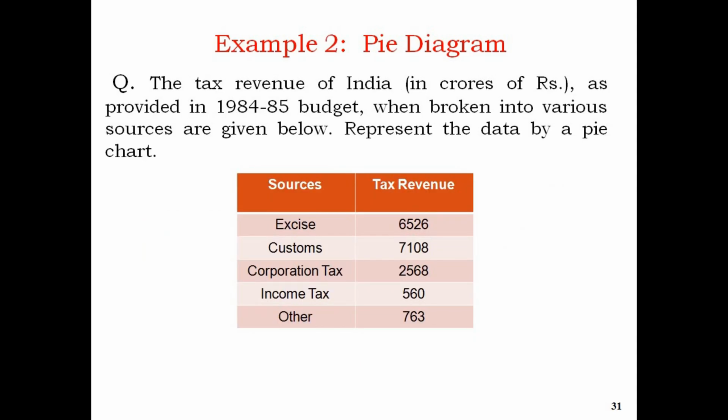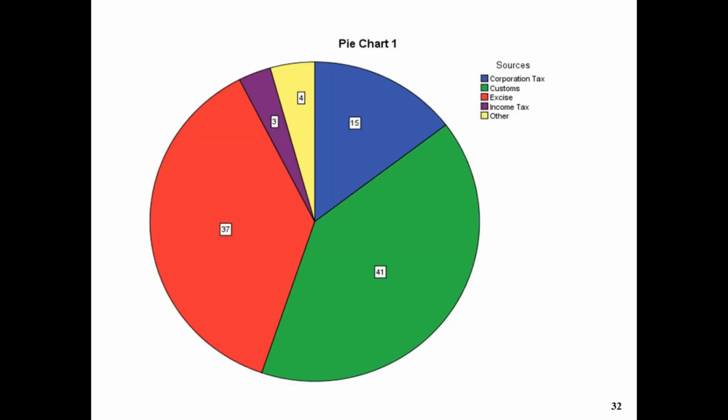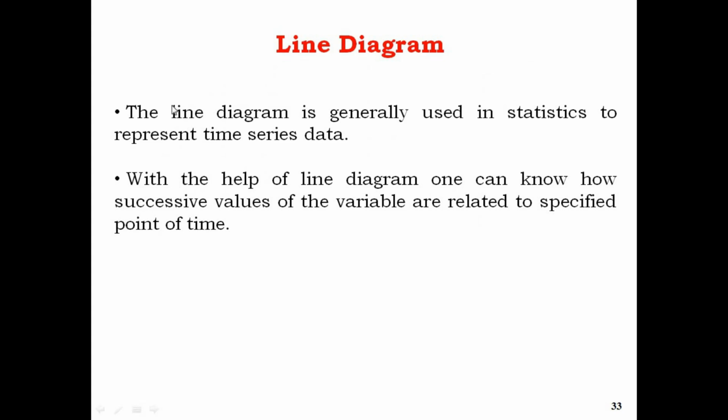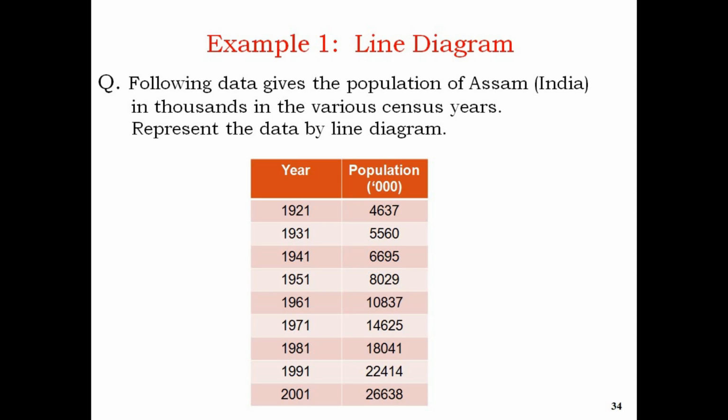Now next, line diagram. So what is line diagram? The line diagram is generally used in statistics to represent time series data, and with the help of line diagram we can know how successive values of the variable are related to specified point of time. Here the example for line diagram. Now you see this data gives the population of Assam in thousands in the various census years. We have to represent this data with the help of line diagram.